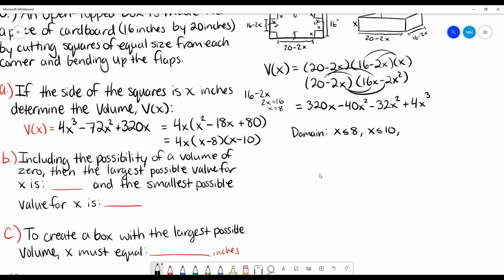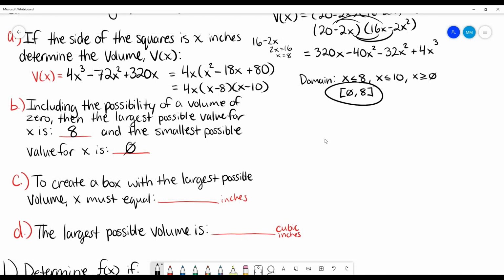It has to be greater than or equal to 0, because we can have a volume of 0 in this case. So based on this, our domain is inclusive, 0 up to 8. Because if I do a 9, it doesn't satisfy this condition, even though it satisfies this one. So this is our domain. Now we know our smallest possible value is 0, and our largest can be 8. Any higher, and it simply doesn't make sense for actually cutting anything out.